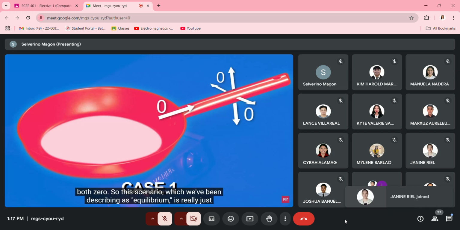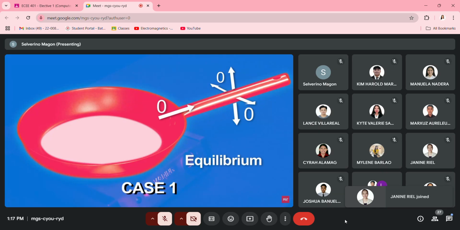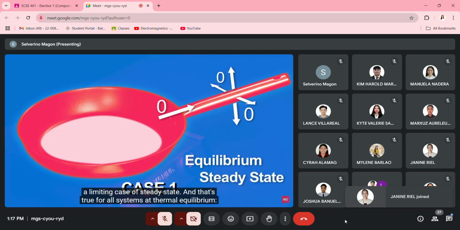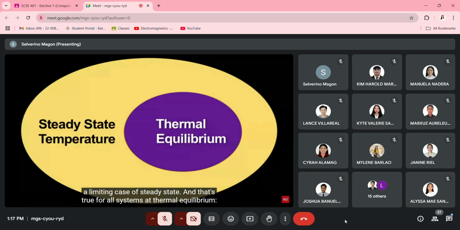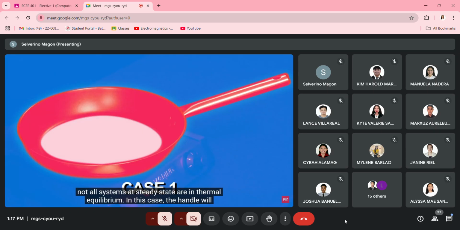So, this scenario, which we've been describing as equilibrium, is really just a limiting case of steady state. And that's true for all systems at thermal equilibrium. They are at steady state with respect to temperature. But the opposite is not true. Not all systems at steady state are at thermal equilibrium. In this case, the handle will obviously be too hot to hold, since it's the same temperature as the pan.